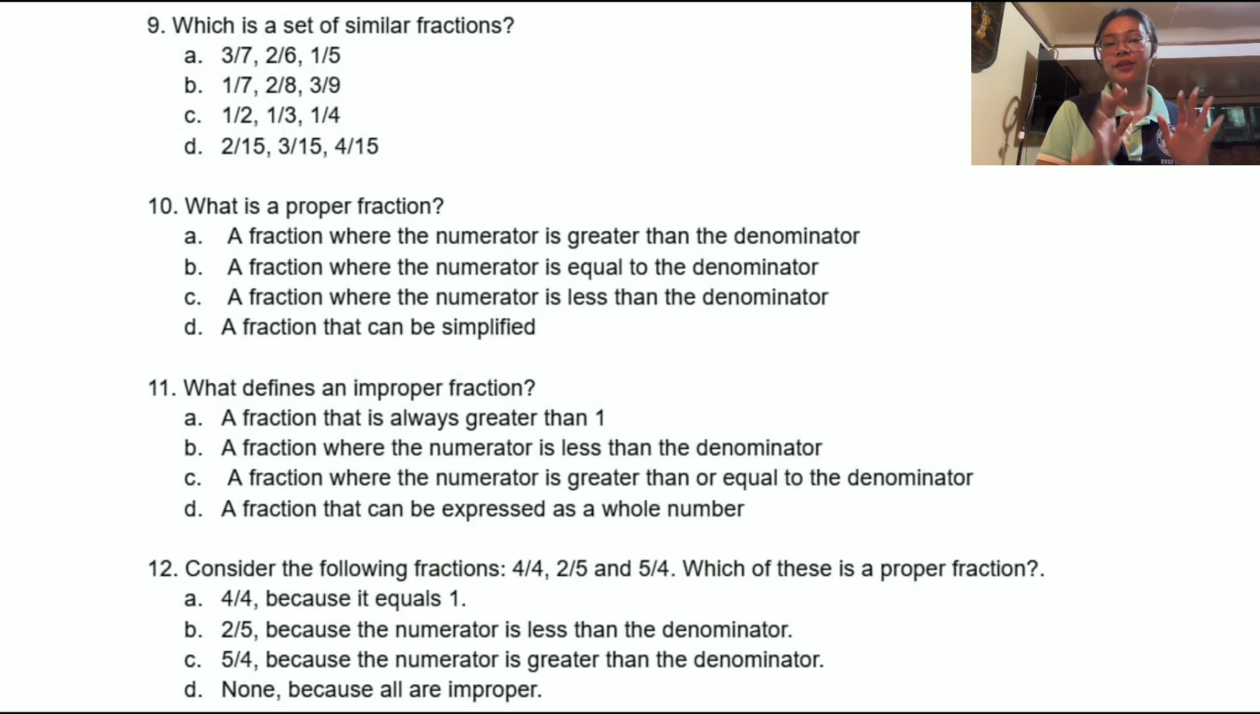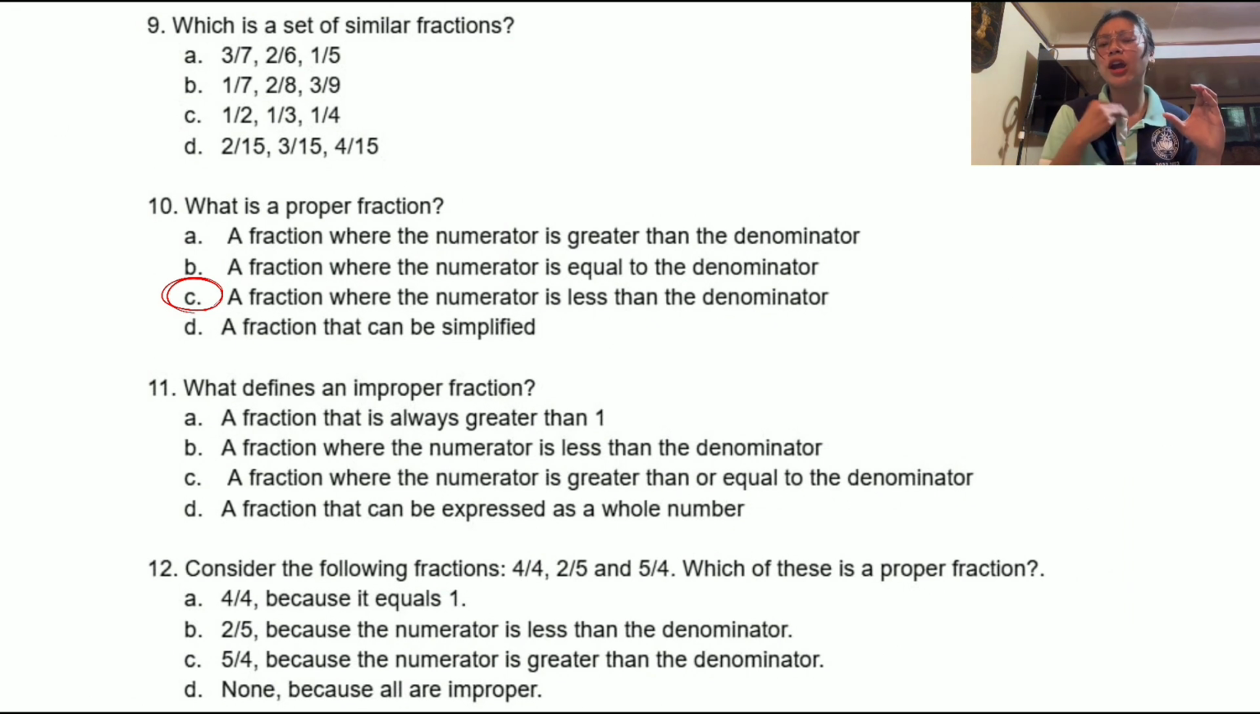So number 10, what is a proper fraction? A, a fraction where the numerator is greater than the denominator. Letter B, a fraction where the numerator is equal to the denominator. Letter C, a fraction where the numerator is less than the denominator. And letter D, a fraction that can be simplified. So the correct answer for this number is letter C, a fraction where the numerator is less than the denominator. Proper fractions have a numerator smaller than the denominator, representing a value less than 1. So the correct answer for number 10 is letter C.